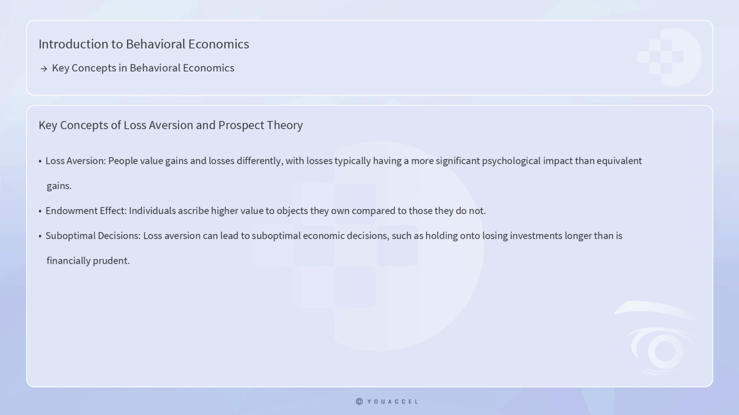Loss aversion, a concept introduced by Daniel Kahneman and Amos Tversky, is a critical element of prospect theory. This theory posits that people value gains and losses differently, with losses typically having a more significant psychological impact than equivalent gains. This can manifest in behaviors such as the endowment effect, where individuals ascribe higher value to objects they own compared to those they do not. This phenomenon can lead to suboptimal economic decisions, such as holding on to losing investments longer than is financially prudent because the pain of realizing a loss is too great.